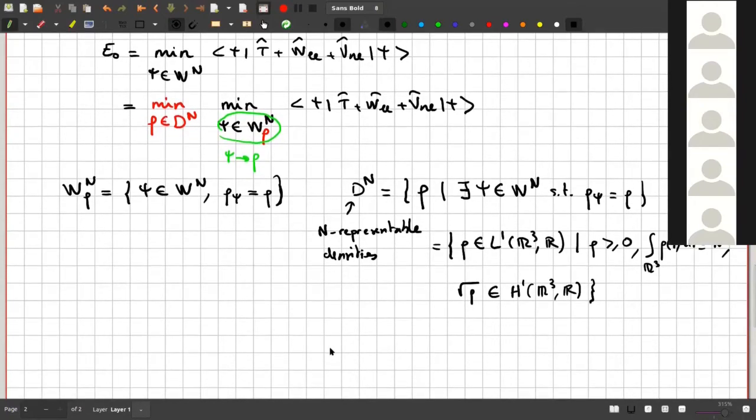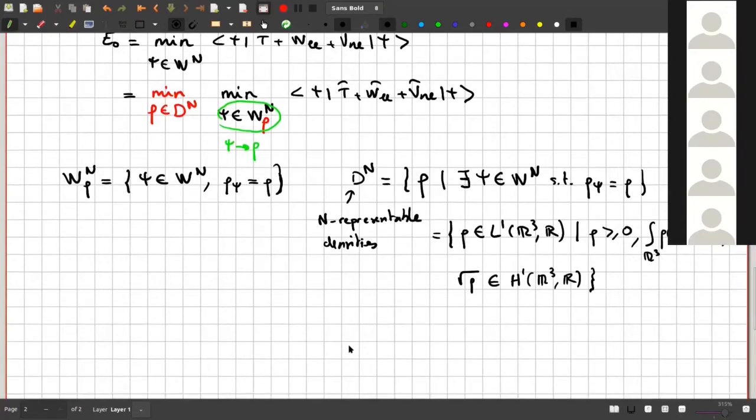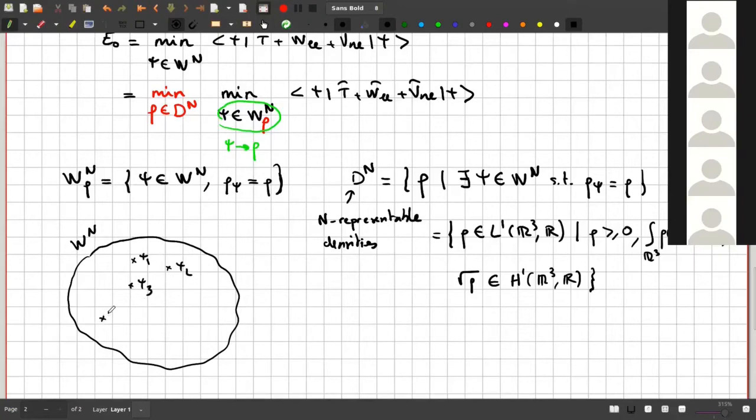And now maybe I'd like to give you a more intuitive understanding of this decomposition. So imagine that we have this set of possible wave functions that I will represent like this. And inside this set, I have different wave functions, of course. So I have, let's say, psi1, psi2, psi3, psi4, psi5, psi6, psi7, let's say.